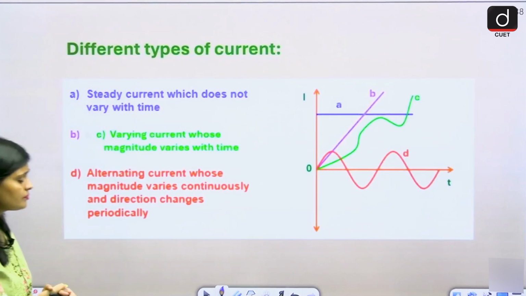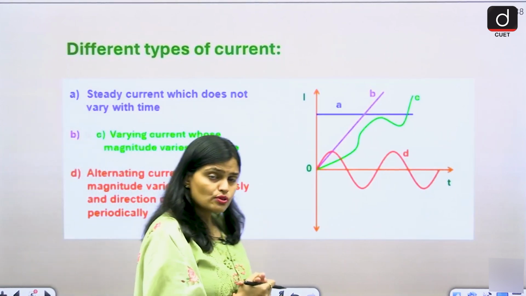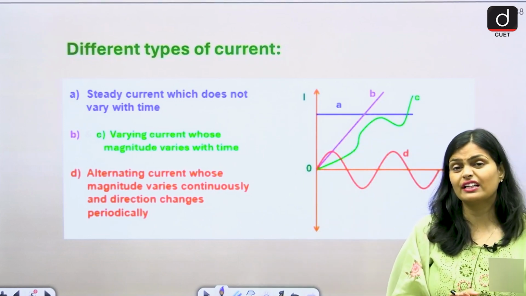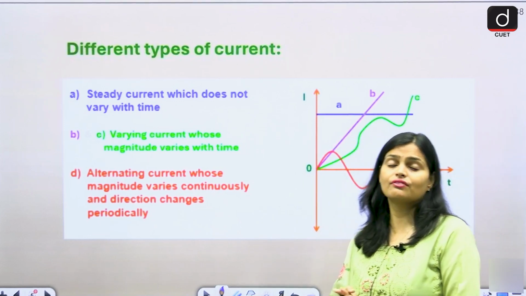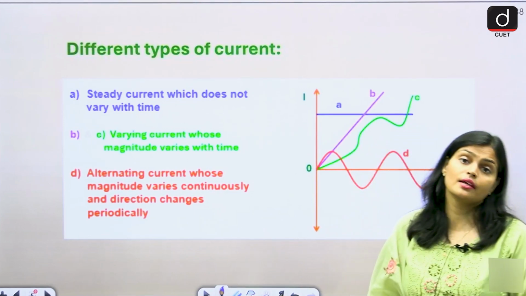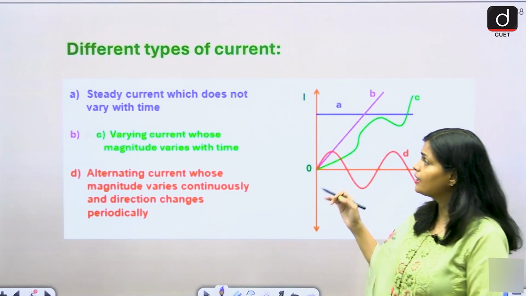Now we have different types of current also. It's not that charges are moving in a steady direction only, or in one direction. So based on their movement, we have different types of current. Now what are the types of current?